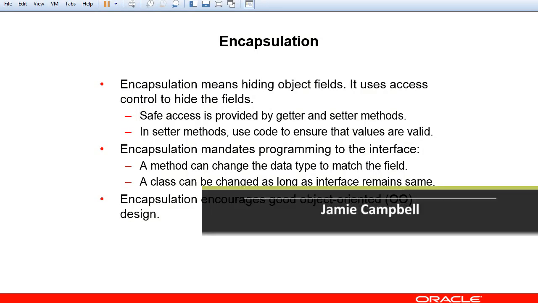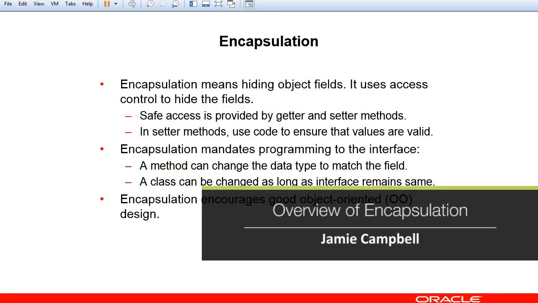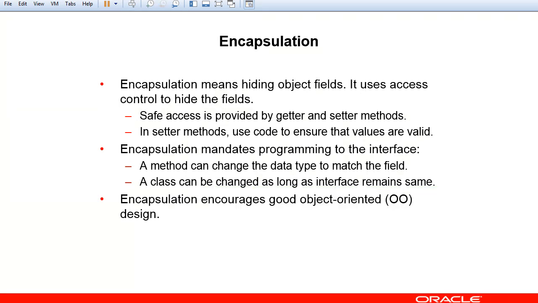In this video, I'll provide an overview of encapsulation. Encapsulation hides object fields. That is, it makes them private, and it uses access control to hide the fields. Safe access using public methods is provided by the getter and setter methods. In setter methods, we use code to ensure that values are valid.